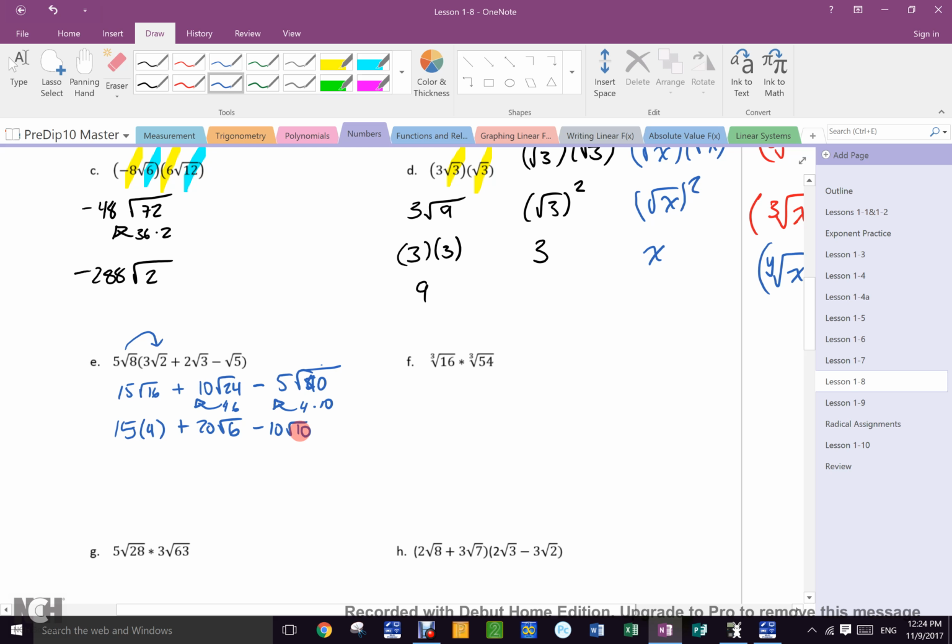Any other simplifying to do there? Well, we got a 15 and 4, 60. Plus 20 root 6 minus 10 root 10. Everybody cool? Yeah. All right.